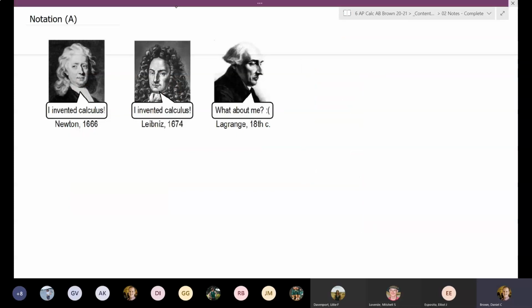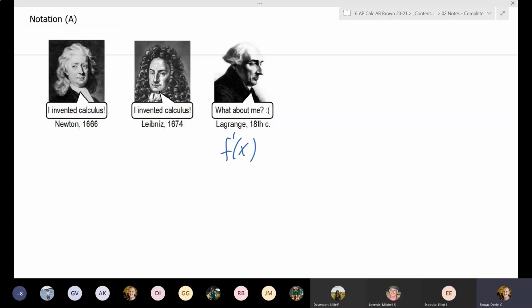Just to review the notation, there are 3 different notations that we use in calculus, named after some of the founders of calculus. The Lagrange notation is the one that I use most often, written f prime of x. The Leibniz notation is written as dy dx. And then Newton's notation is not really used, but he used the dot over y.